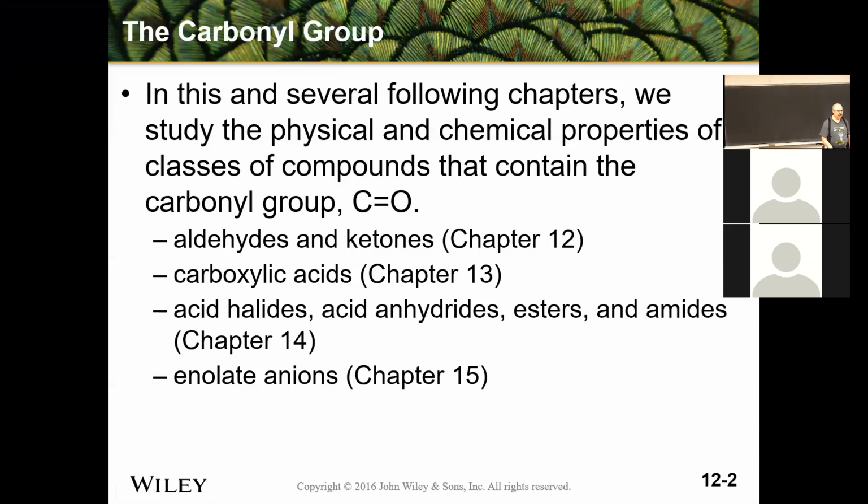All right, the aldehydes and ketone functional groups contain this subunit called the carbonyl, the CO double bond. The CO double bond is not itself a functional group. It's a component of several other functional groups, including aldehydes and ketones, which we'll talk about in this chapter. Carboxylic acids, which will be considered in chapter 13, also contain the carbonyl. Acid halides, anhydrides, esters, and amides. And then we may or may not talk about enolate anions. That will depend on if time allows.